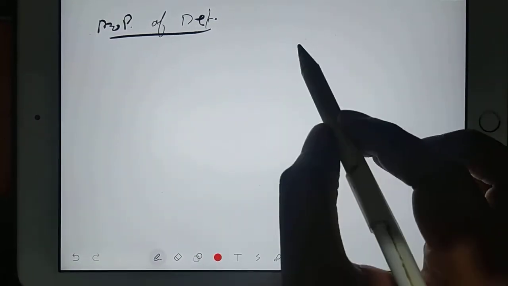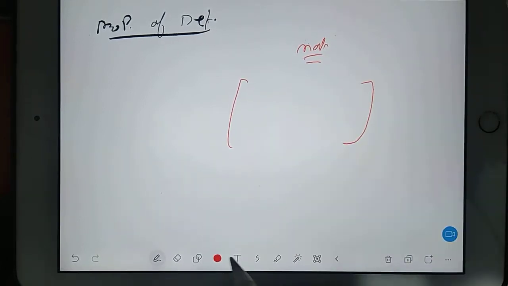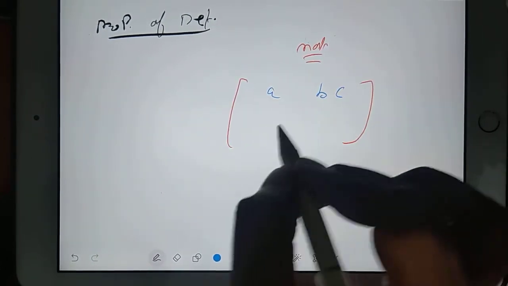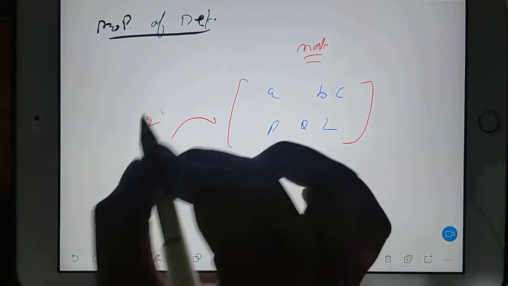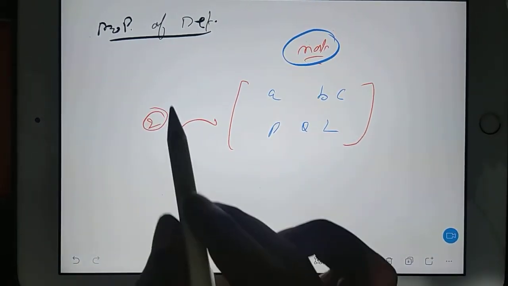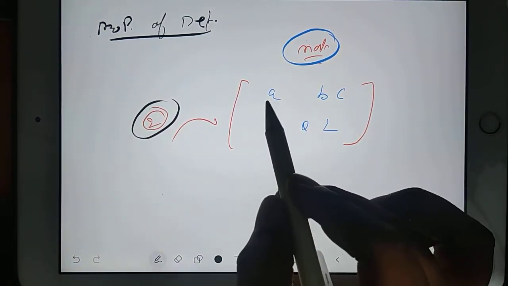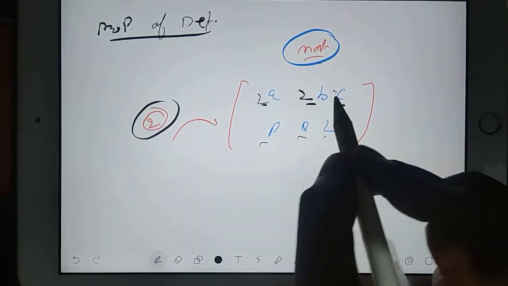Just understand one thing. In the case of a matrix, if you remember, suppose you have a matrix given: A, B, C and P, Q, R. And suppose I want to multiply it by a number, 2. You know the matrix property: this number 2, you have to multiply into all the elements. So 2 will come here, here, here, here, here.